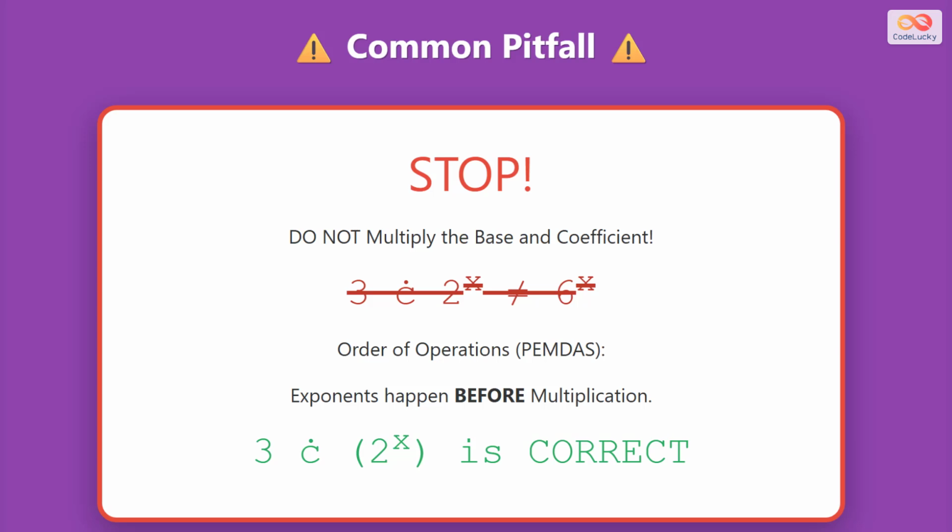Before we finish, a major warning. Many students make the mistake of multiplying the coefficient with the base. They see 3 times 2 to the x and turn it into 6 to the x. This is incorrect because order of operations says exponents must happen before multiplication. Never combine them like that.